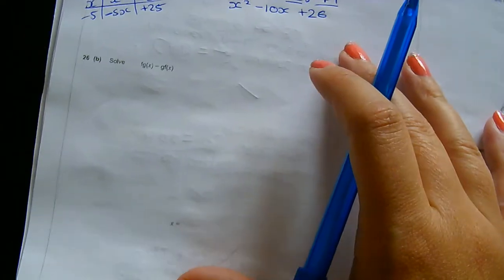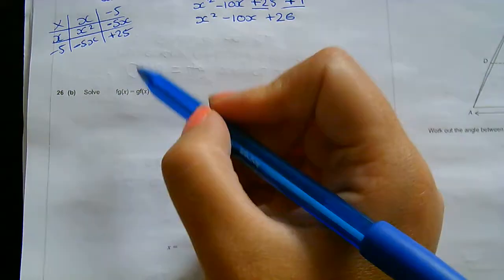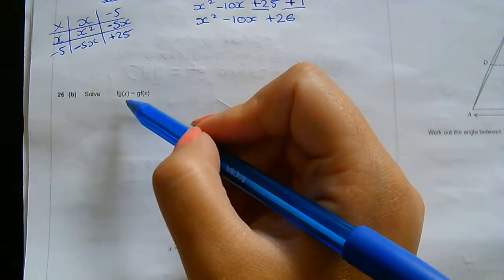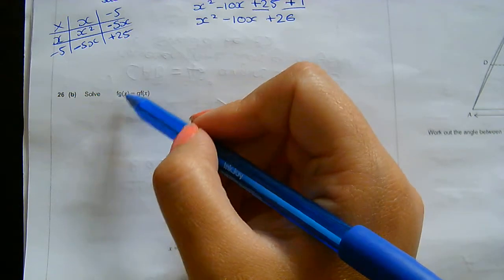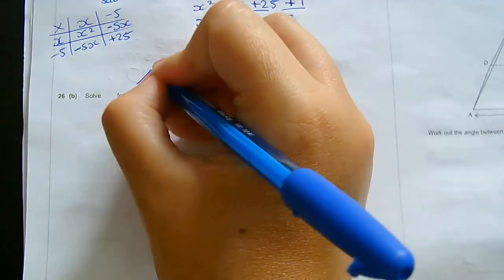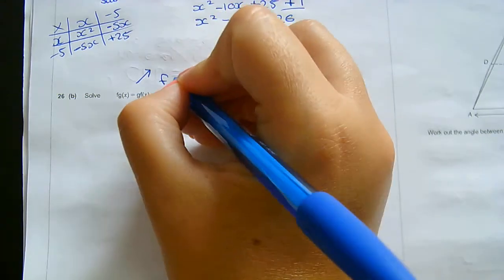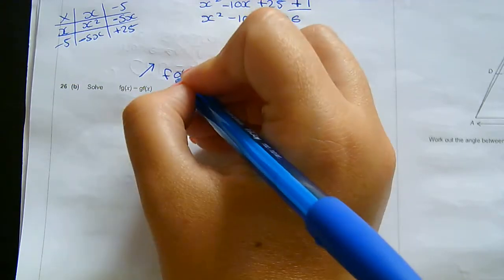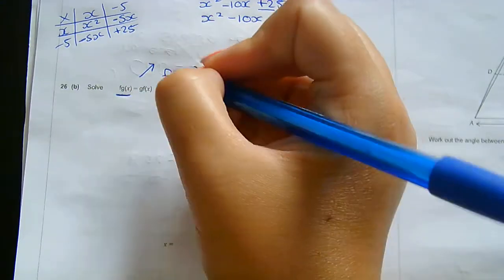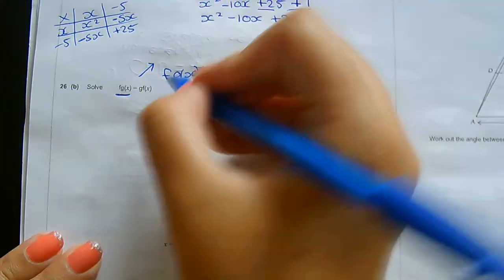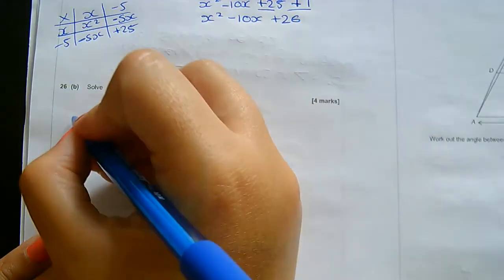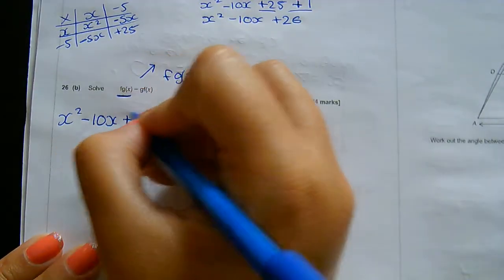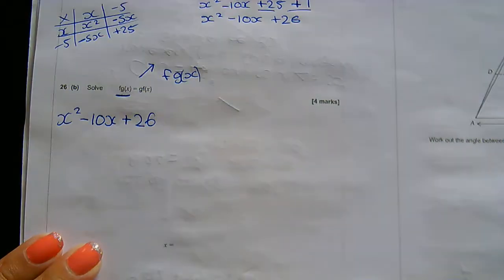Part B then, it's a solve question. And you're asked to solve f of g of x is equal to g of f of x. Now we've done some hard work already. If you think about it, what we've just done up there is f of g of x. So we've already done the f of g of x, which is this side here. When we did show that, we know that f of g of x is better known as x squared minus 10x plus 26. So that bit's already done.